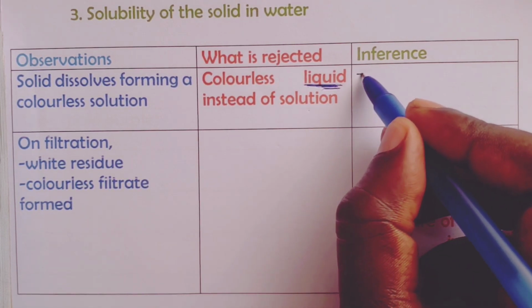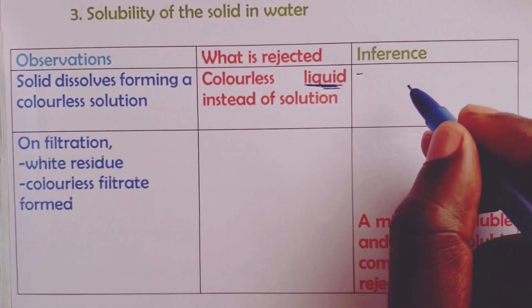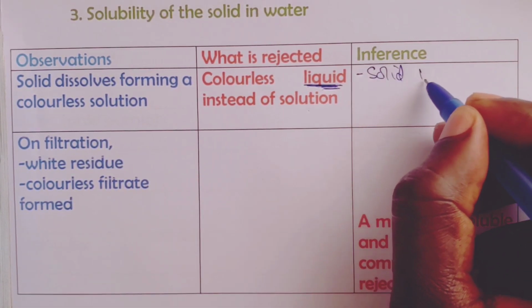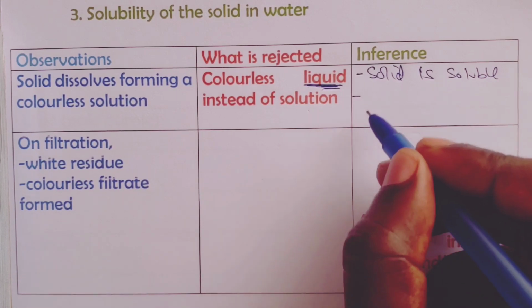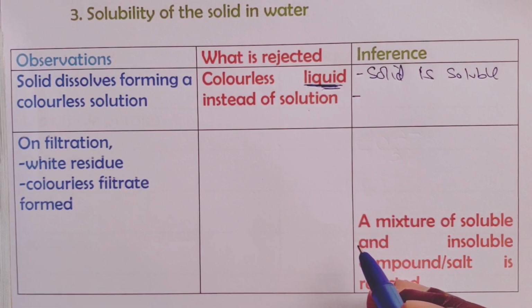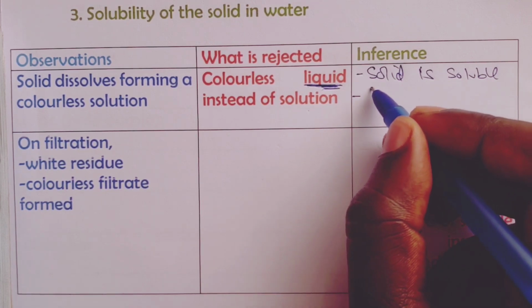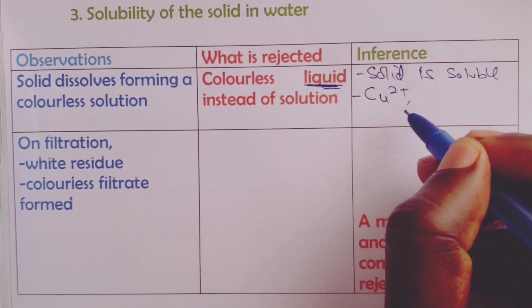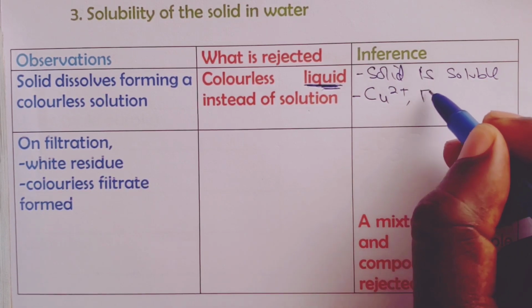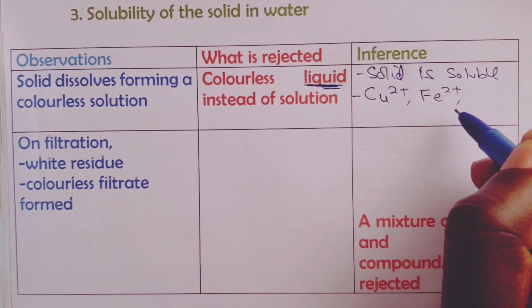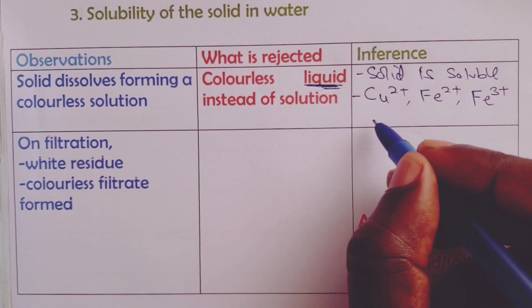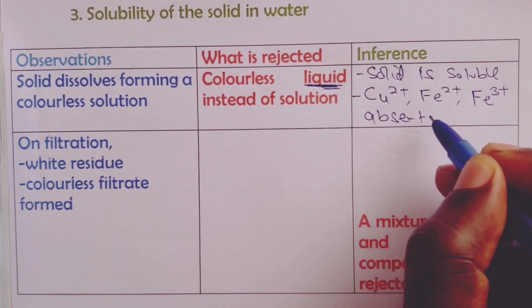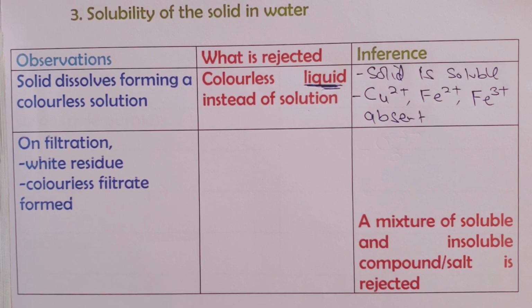If you see this observation, the inference is supposed to be that the solid is actually soluble in water. We can also go ahead and be sure, because we are forming a colorless solution, that copper ions, which would produce a blue solution, iron 2 ions, which would give a green solution, and iron 3 ions, which would give a brown solution, are this time round absent. And this inference we make because our solution is colorless.